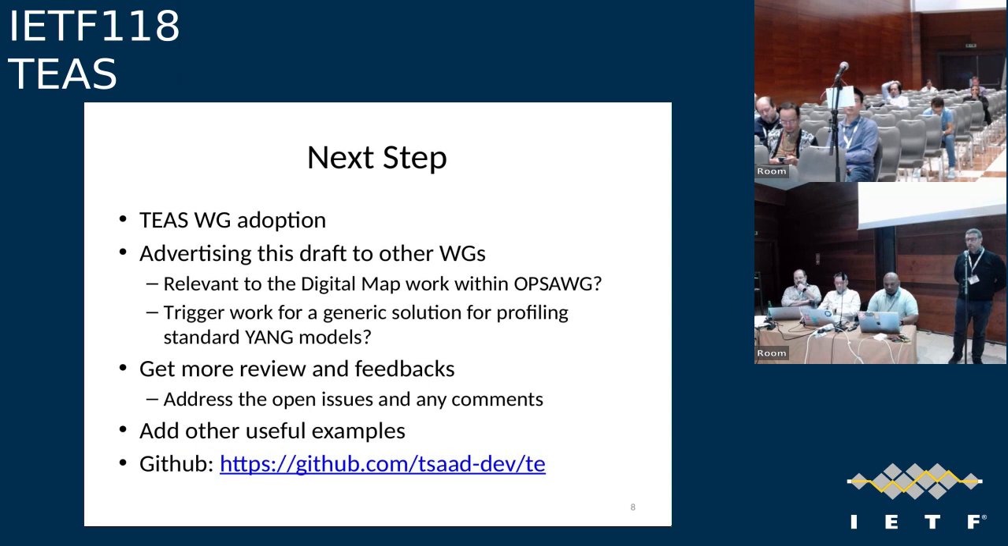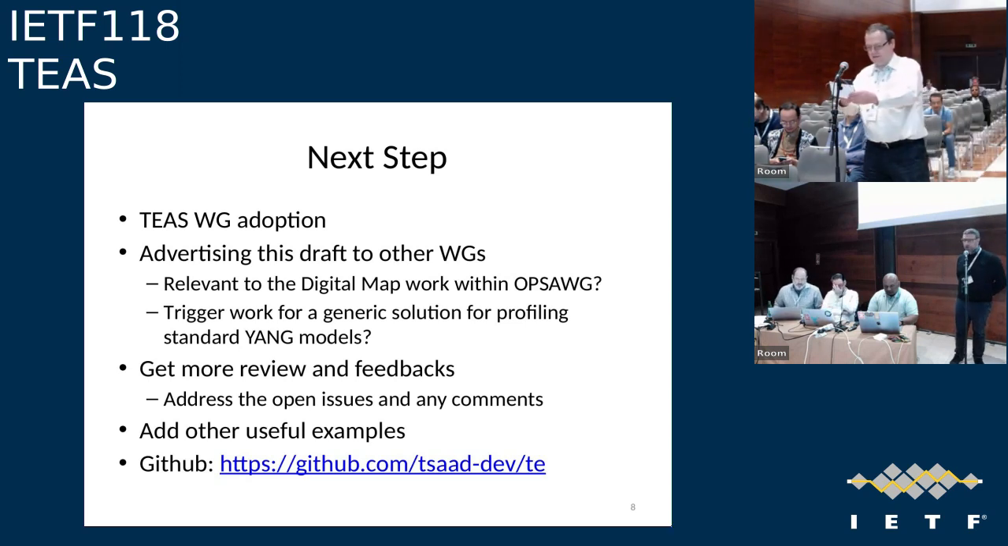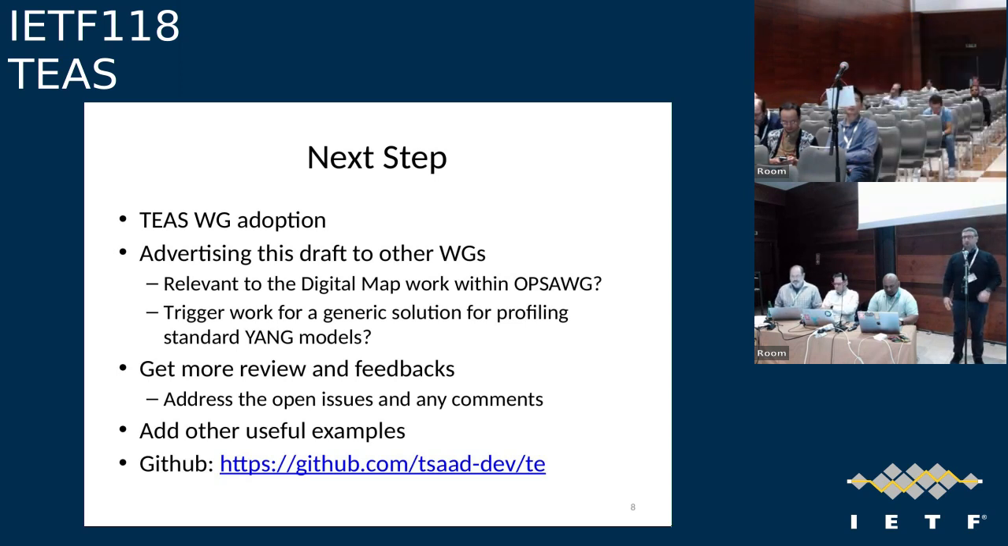Okay, so what is the next step? We suggest to keep this as an informational document. It would be good if you can get working group adoption, to show that this is not the opinion of the individuals who have worked on RFC 8795, but is the working group opinion. And then we maybe advertise this to other working group drafts, for example, this may be relevant for the digital map working group.